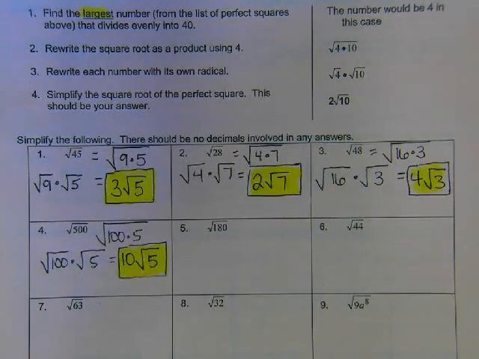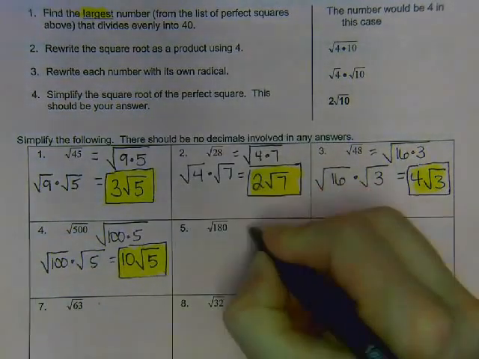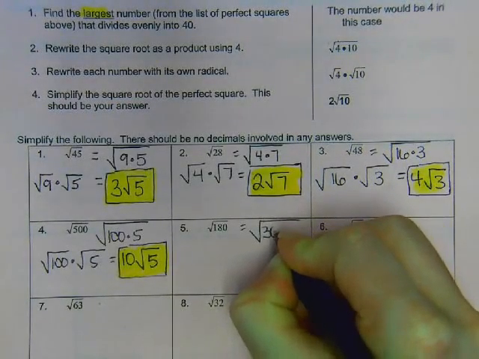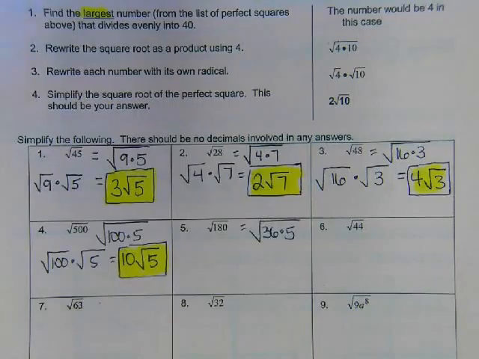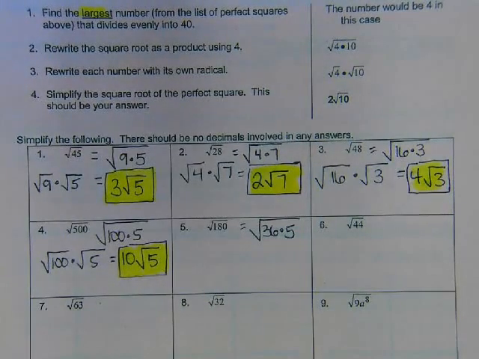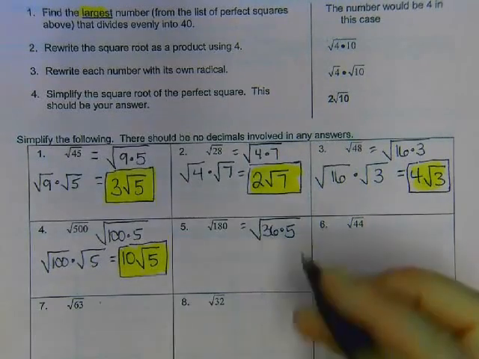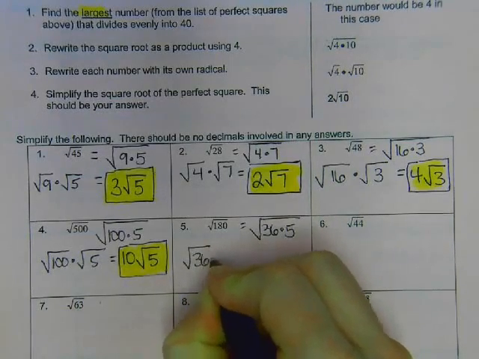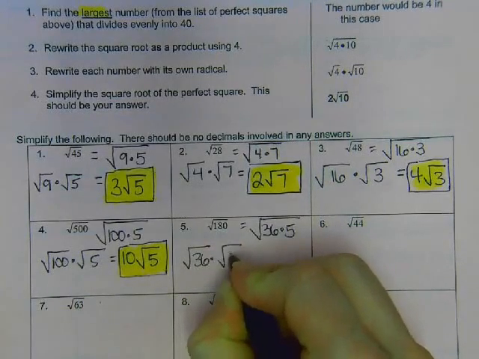Audrey? 36 goes in. 36 times what? 5. So we're going to rewrite this as 36 times 5. So the square root of 36 times the square root of 5. Which is what?